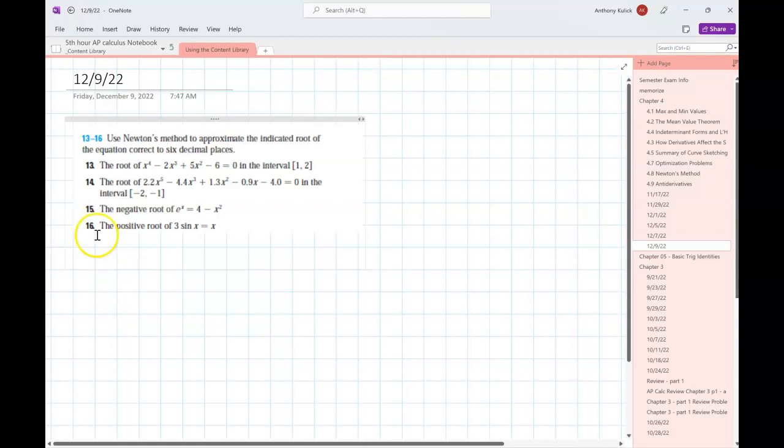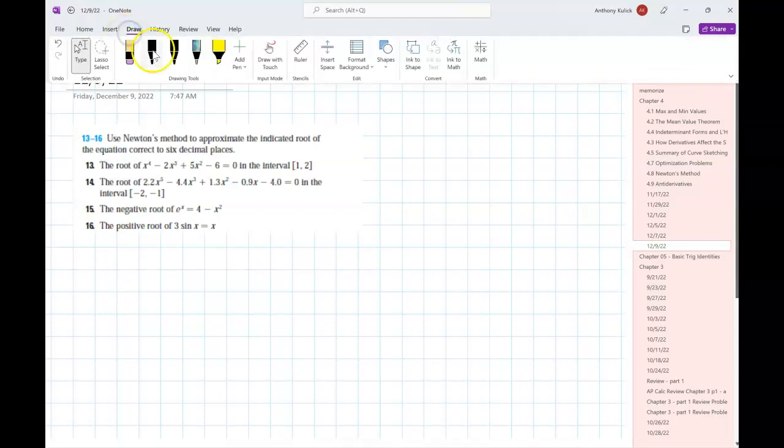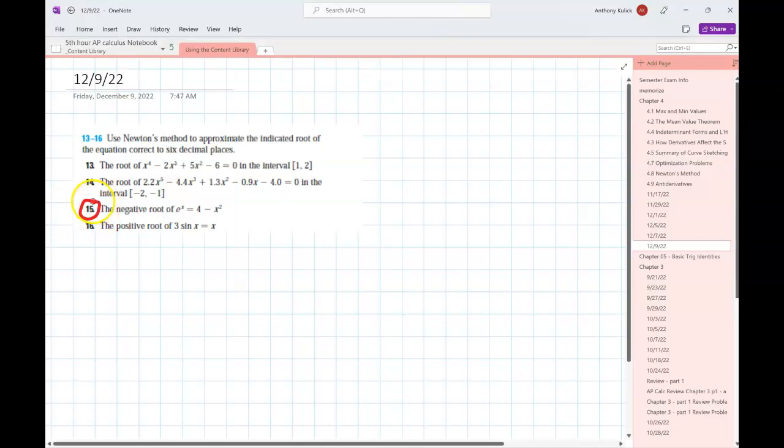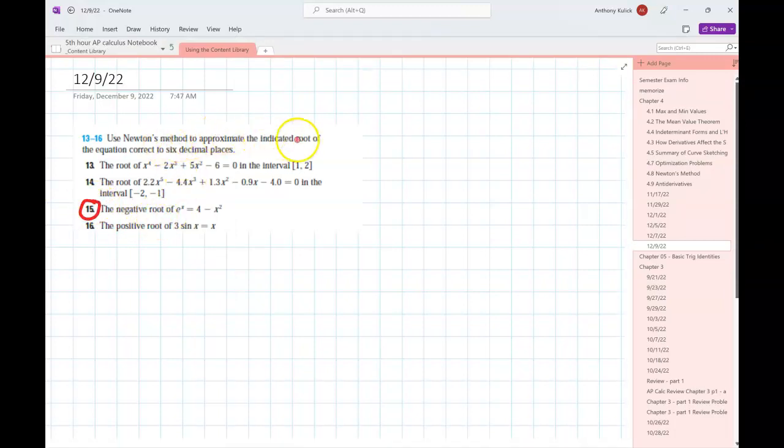All right. So 15 is what Victoria is asking about. It says we want to find the negative root or use Newton's method to approximate the indicated root of the equation correct to 6 decimal places. So we want the negative root of e to the x equals 4 minus x squared.